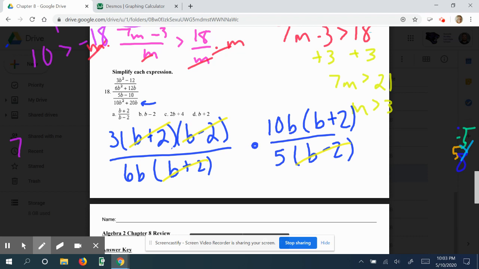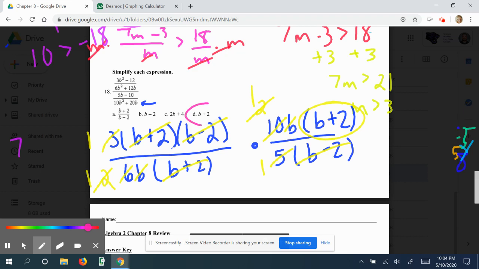I also see that I have a b that cross cancels here. I see that 3 and 6 is actually 1 and 2. And 10 and 5 would be 2 and 1. Let's check it out. The 2 cancels to 1 and 1. And so all I'm left with is this guy right here, b plus 2. And so the correct answer to this one, through all the canceling, is going to be D, b plus 2.